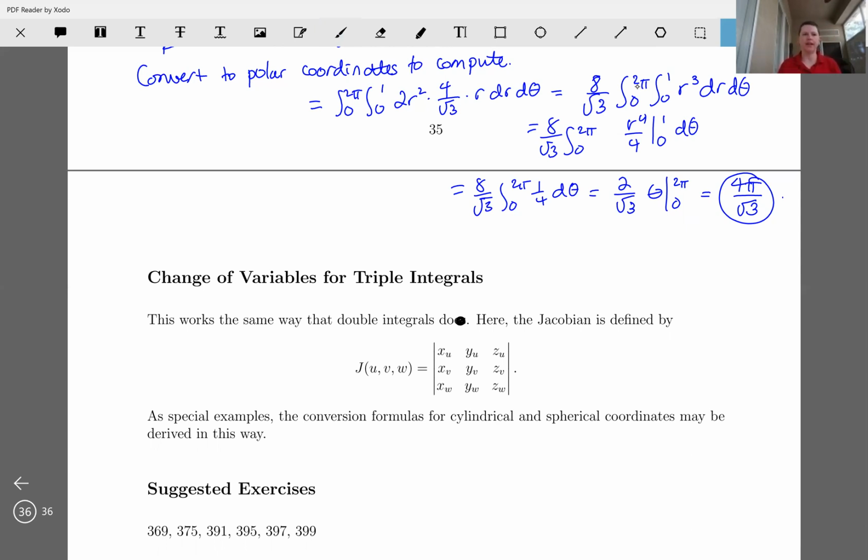Some suggested exercises for you. And next time we're going to be working on something called vector calculus. So that's sort of a bit of a change, but things are going to relate to what we've done.